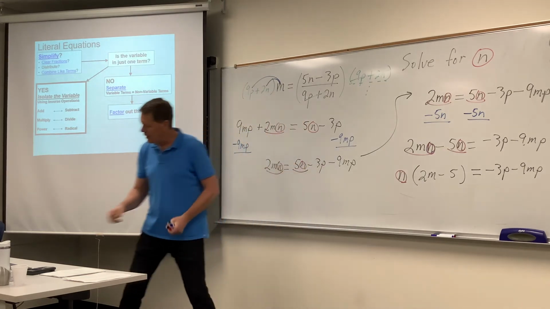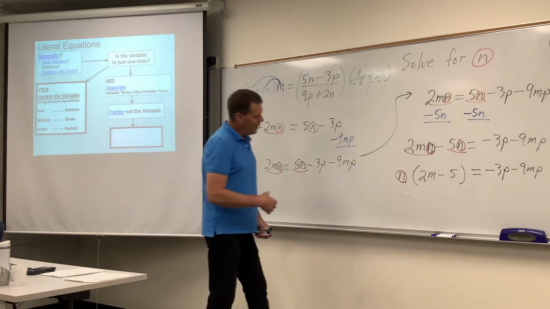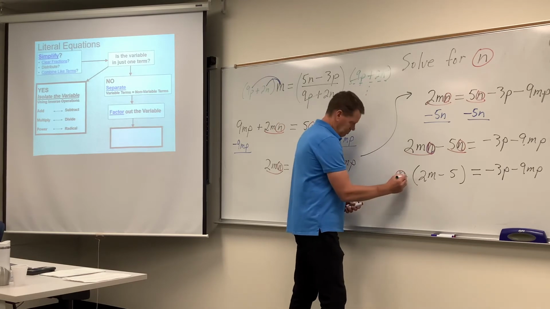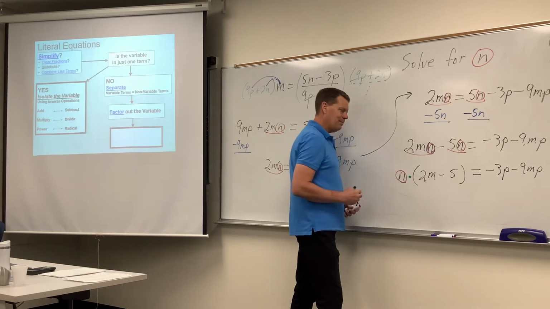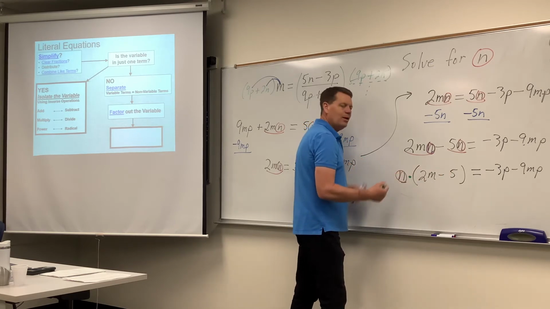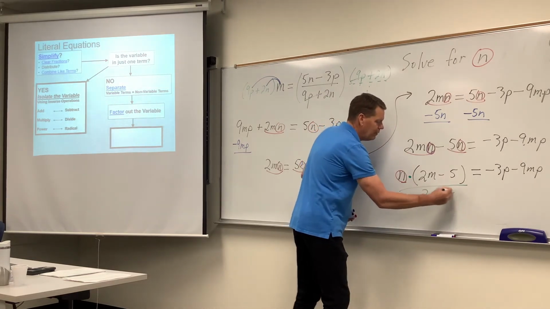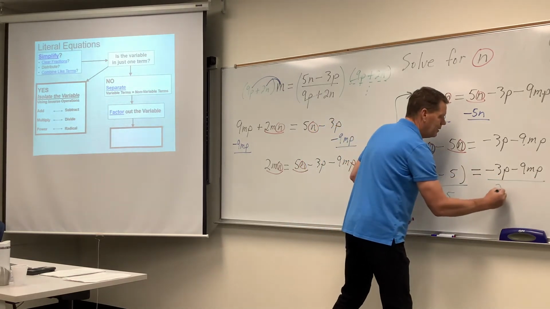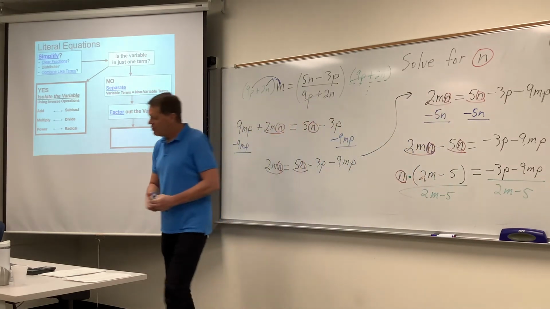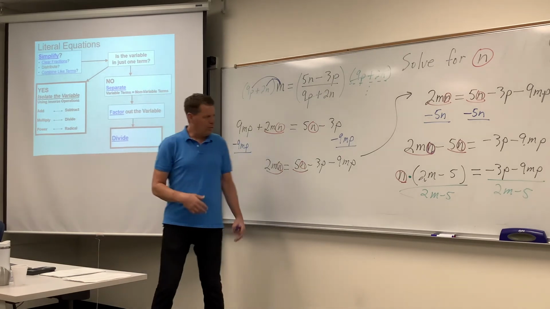That's the major thing. And then I would hope you'd look at that and go, well, I want n by itself. And what's going on between the n and the parentheses? Multiplication, right? So what math operation would we introduce to get rid of multiplication? Division, exactly. So if we divide by the 2m minus 5 on both sides here, that will in fact cancel the 2m minus 5. So the main point would be that at the end we can divide that, and we'll have n by itself, won't we?